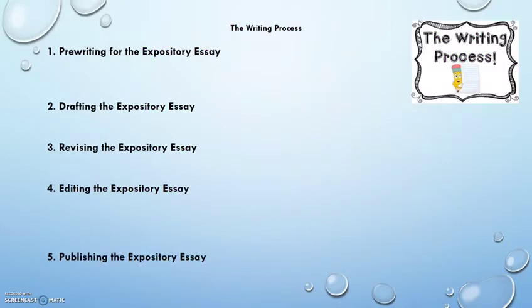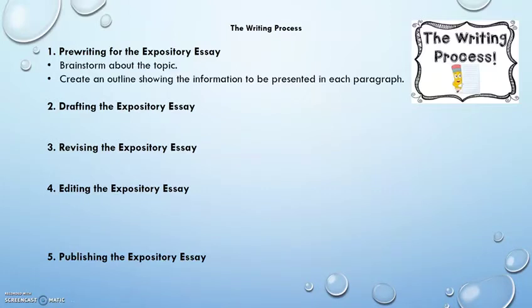But before we begin, I need to remind you of the writing process. The writing process consists of 5 steps. Step 1 is pre-writing for the expository essay. And that means you need to brainstorm about the topic. You also need to create an outline showing the information to be presented in each paragraph. Once you do that, then you move on to your first draft. This is where you refer to the outline to start on your first draft of the essay.